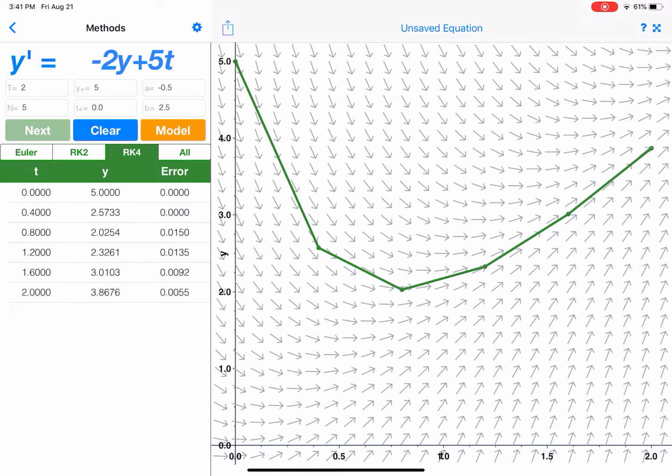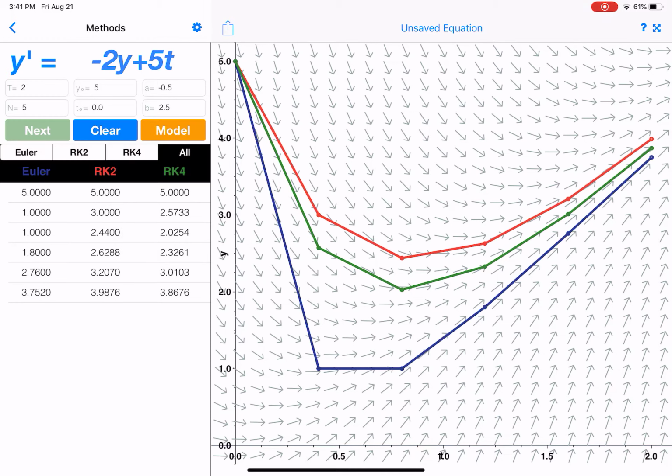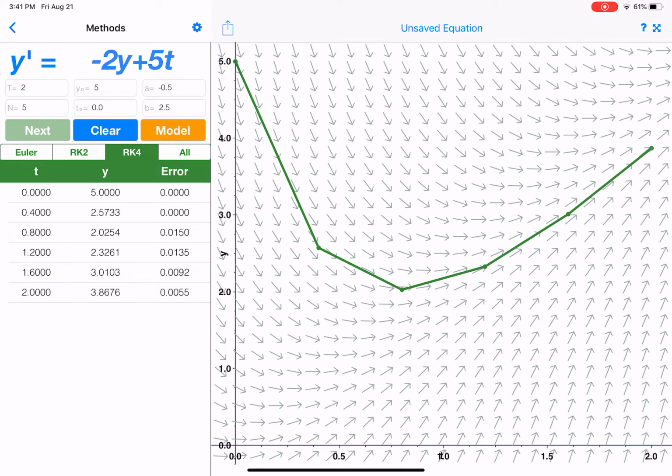Okay, so if I look at all 3 of them compared, you can see that the blue one, which is Euler, dramatically drops at the beginning. The Runge-Kutta second order doesn't drop as much. And then the fourth order Runge-Kutta starts to drop kind of the right amount, and then it carries back through, and it gives us a better estimate of the solution to the differential equation. So remember that the fourth order Runge-Kutta, this is kind of nice to know, gave us an error of 0.0055. That was an estimate of 3.8676.